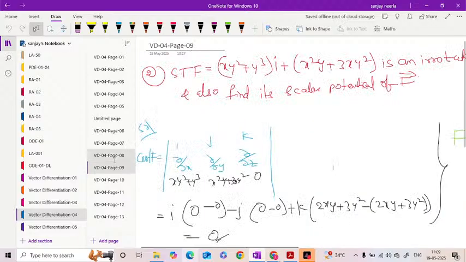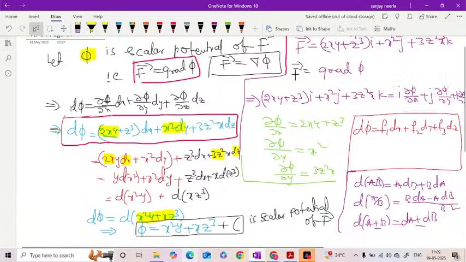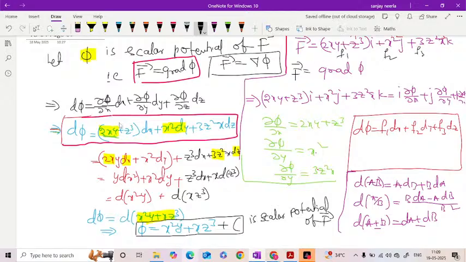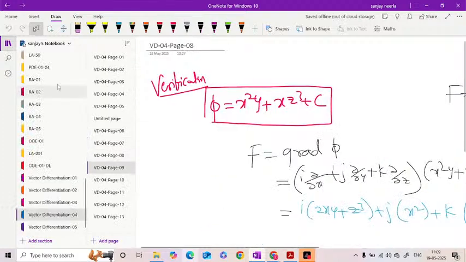Moreover, here directly in place of ∂pi/∂x dx plus ∂pi/∂y dy plus ∂pi/∂z dz, directly you write f1. So assume this is f1, and this is f2 and f3, substitute here. That property we will use in the next problem.